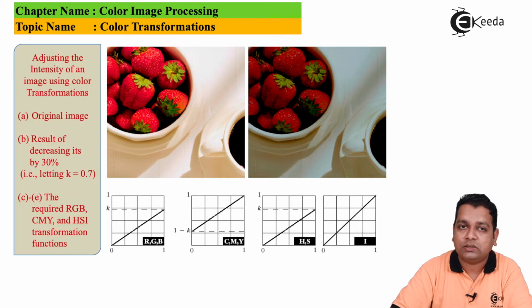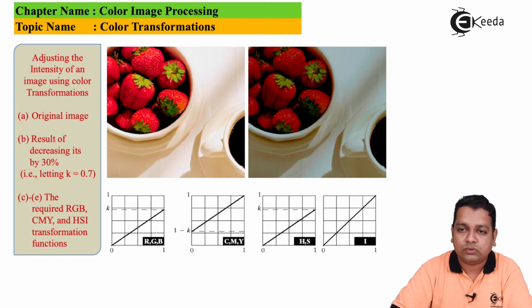This is adjusting the intensity of an image using color transformations. Part A is the original image that we have already shown in the earlier figure. Part B is the result of decreasing its values by 30%, that is letting k equal 0.7. We consider 100% as 1, so a reduction by 30% yields 70%. And from C, D and E, the required RGB, CMY and HSI transformation functions are represented.